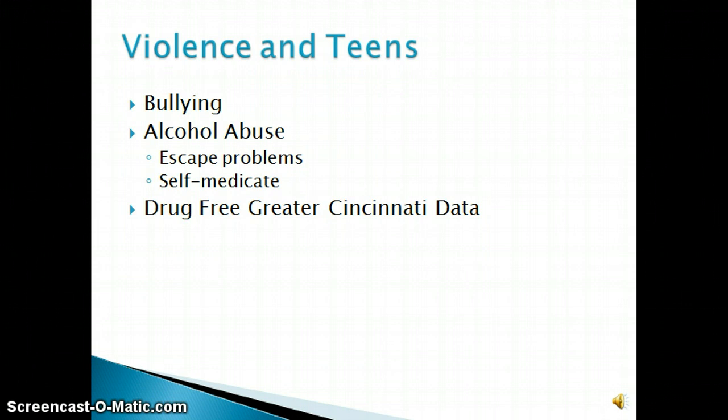Another part of violence in teens is bullying, which is a part of juvenile delinquency and has to do with school bullying and their victims. They both share the same thing in common: abusing alcohol after being bullied or being the bully. This data was collected by the Coalition for a Drug-Free Greater Cincinnati as part of a Pride survey on adolescent drug use in America. 38% of the students involved in school violence was associated with increased odds of recent alcohol use and heavy drinking among males and females from 7th to 12th grades. Alcohol abuse may be a way to escape problems and self-medicate.